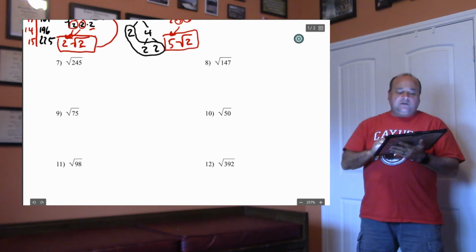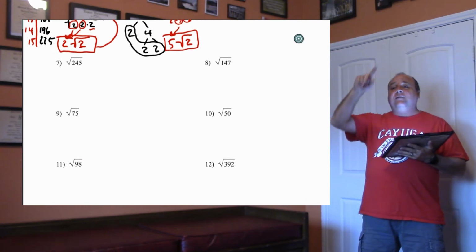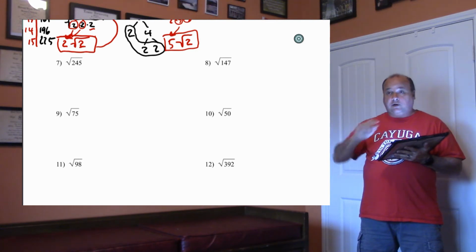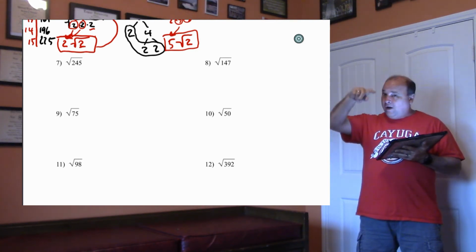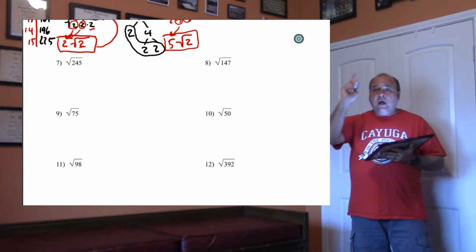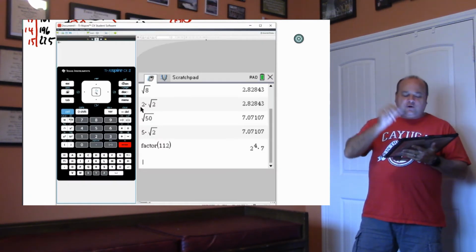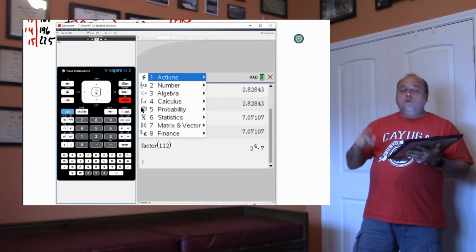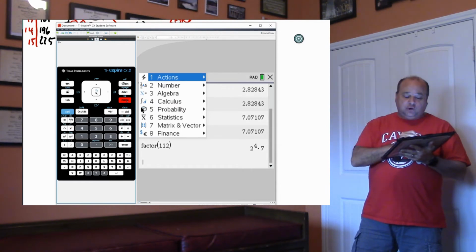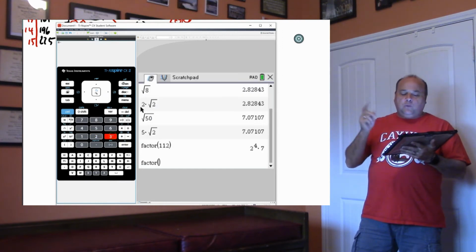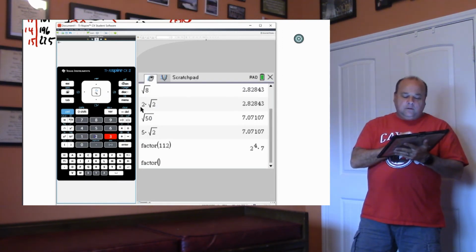Let's go down to number 7. Okay, 245. The first thing you want to do is make sure your number's not a perfect square. 245 is not on our chart. We only went to 15 though. So let's factor 245. Get your calculator. Remember to factor it, you're going to hit menu. Where does it say number? It says it at 2. And then it says factor at 3. And then we want to factor 245.